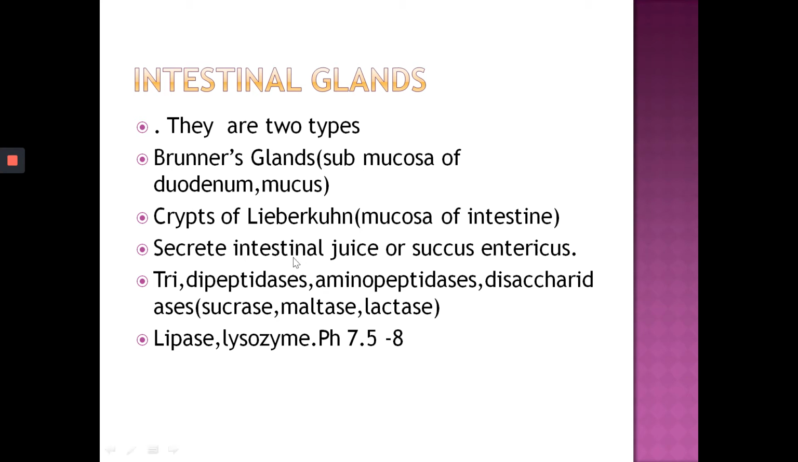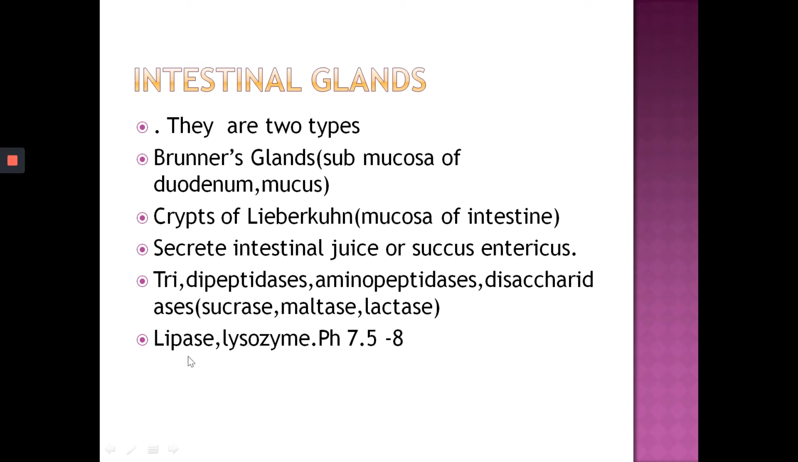So the intestinal juice or succus entericus consists of peptidases. These are the enzymes which act on the proteins. These enzymes are useful to digest the proteins. Disaccharidases, like sucrase, maltase, and lactase, are the enzymes which digest the carbohydrates. Peptidases digest the proteins.